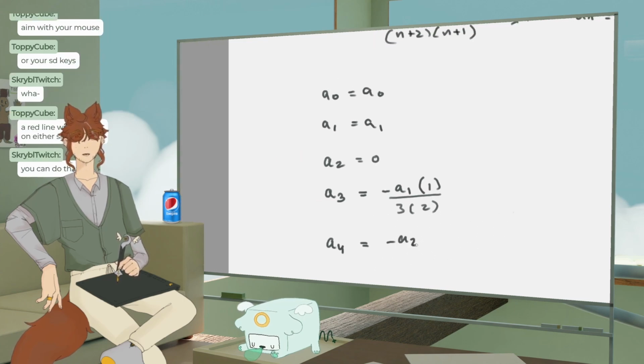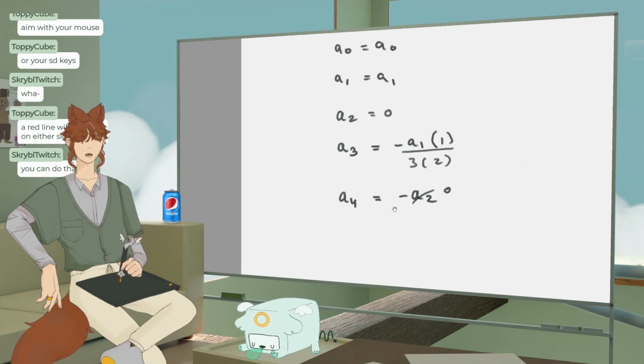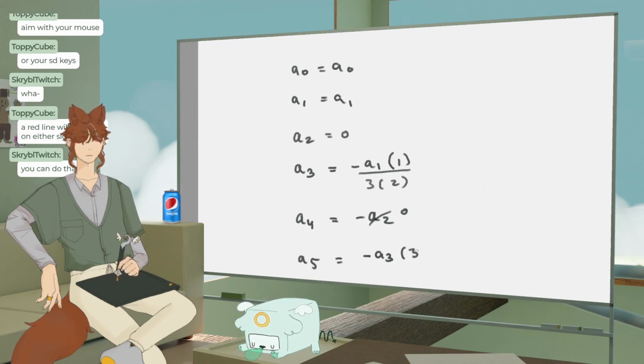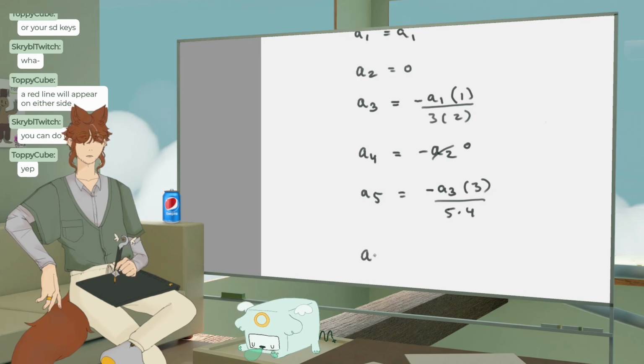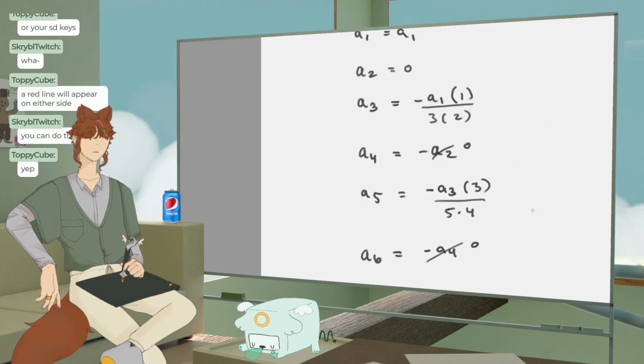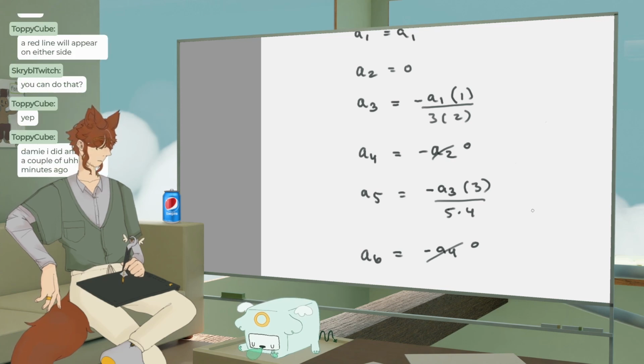This is not going to work is the issue. This is A2. It's 0. And then if I go A5, it's going to be negative A3 times 3 over 5 times 4. And then A6 is going to be negative A4, which is 0. How the heck am I supposed to get anything else? I only get A1 terms, and the rest is garbage, it's 0.